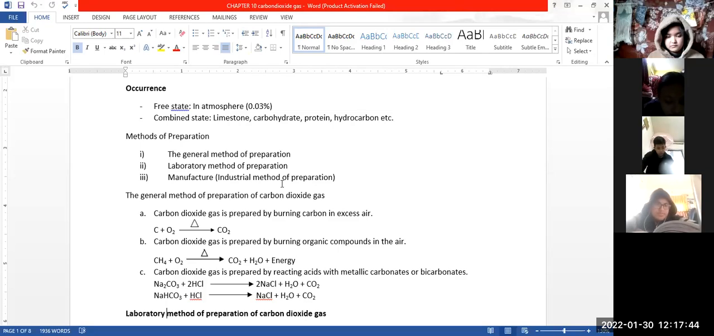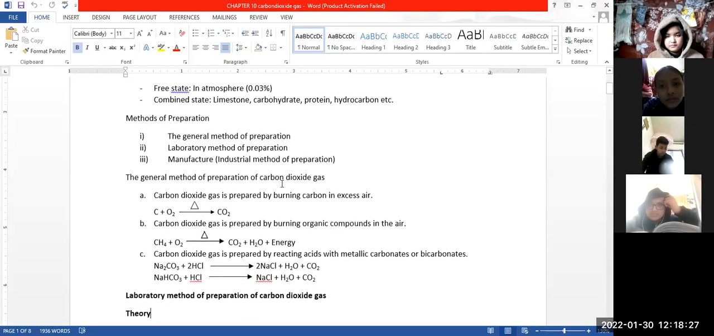Next method of general preparation: we can prepare it by burning organic compounds in air. Organic compounds like methane, ethane, propane, butane, and other organic compounds, when they burn in air, they form carbon dioxide and water, and they give energy. So they are exothermic reactions. They release energy to the surrounding. So CH4 plus O2 gives CO2 plus H2O plus energy. You need to balance it. This reaction is not balanced here.